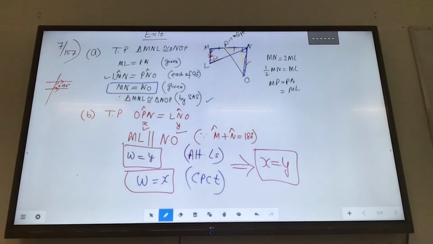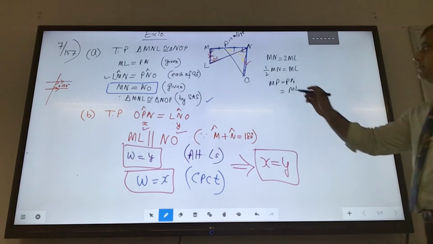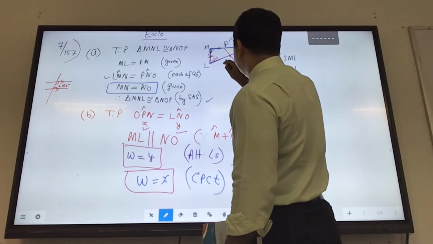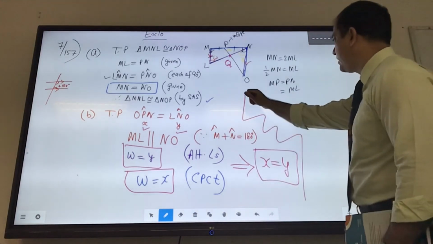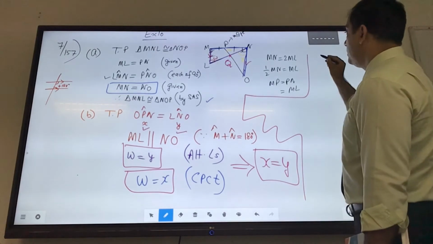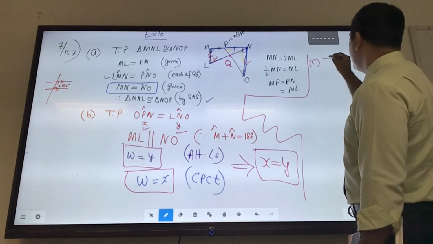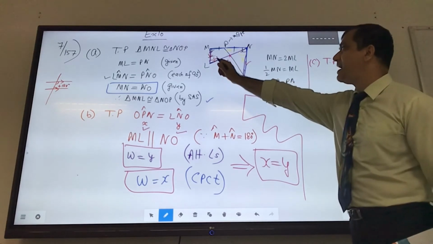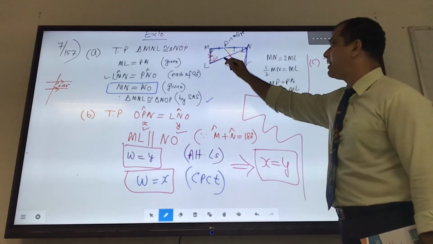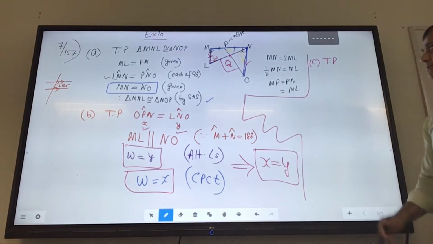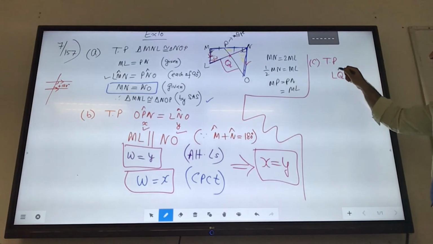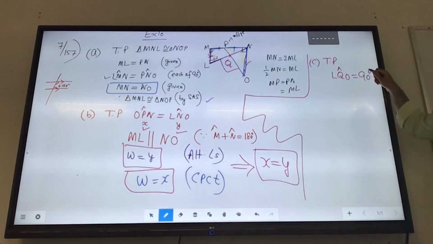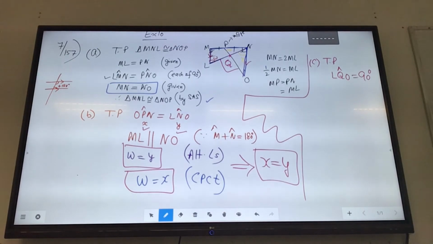C part. Angle LQO, there is a point here. This point, intersection point, is Q point. So the C part, I try to solve in this area, okay? So the C part is to prove that this angle LQO or OQL, whatever you can call it, this is 90. So to prove angle LQO is equal to 90, it's a right angle. We have to prove now. Clear?